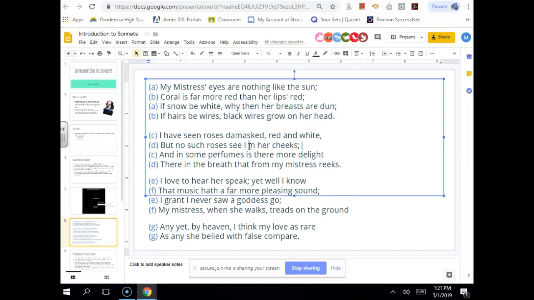He's making fun of the classic love poetry, of, like, "oh, my love." And even though this mistress, or this love of his life, is drop dead ugly, what does he say at the bottom? "Yet by heaven I think my love as rare as any she belied with false compare." So what does that mean? It means she's beautiful on the inside. Yeah, he still loves her, right? He's saying this love is real.